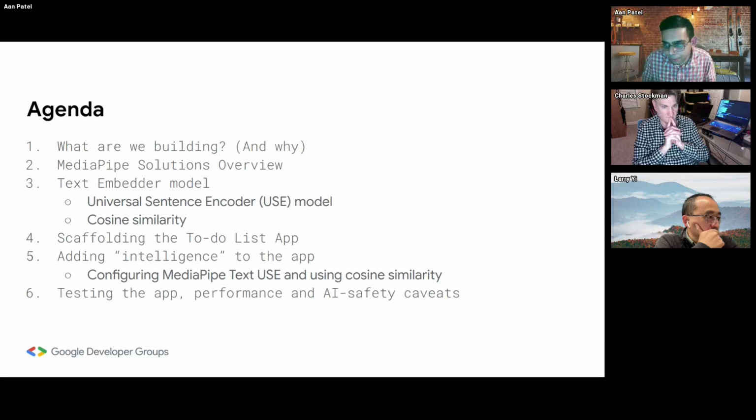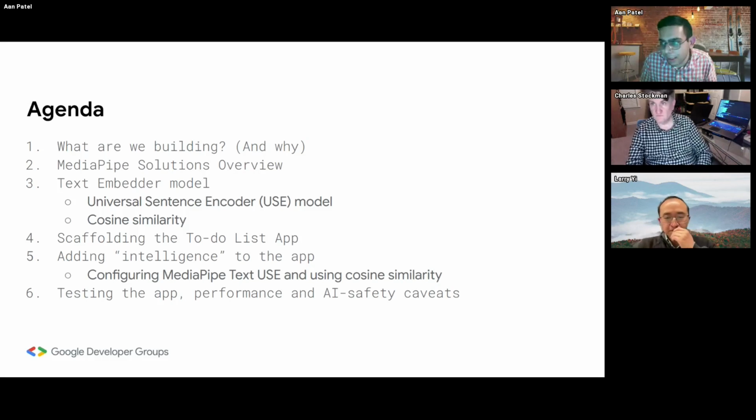Next, we will dive deeper into the mechanics of the text embedder model that's offered by MediaPipe Solutions. We will look at what exactly the universal sentence encoder model does at a high level, and then explore the concept of cosine similarity, which is what we'll be utilizing for the app that we are building.